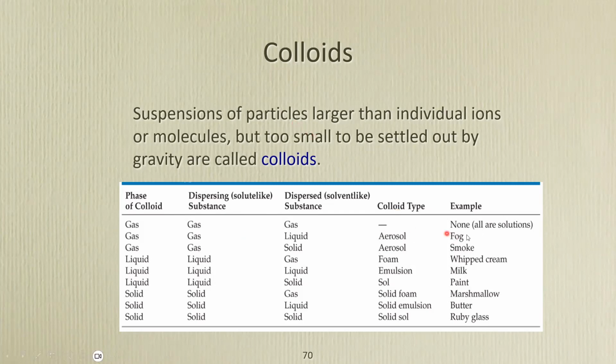A couple other examples is just fog. So we've got the liquid water dispersed through the gas, giving us the clouds. Smoke is a similar idea. It's just that in that case, instead of the liquid, we're going to have the solid soot particles floating in the air. And then you can see just a few other examples as well.